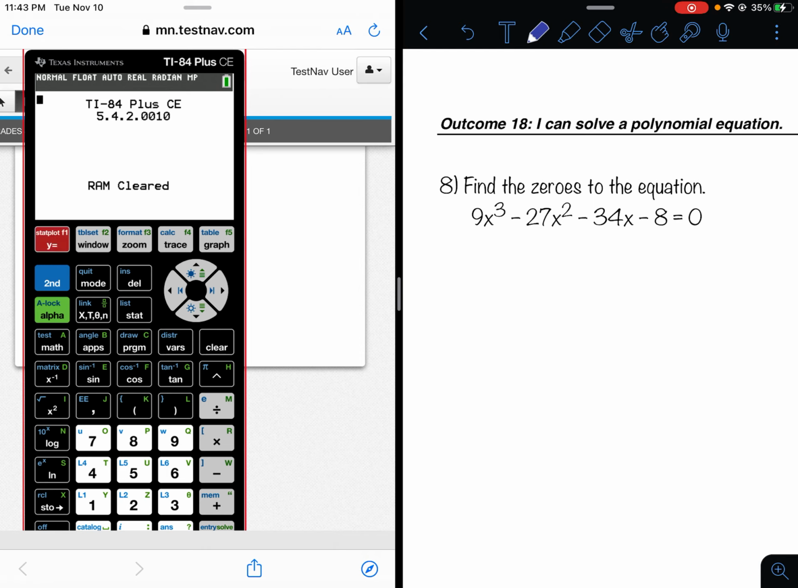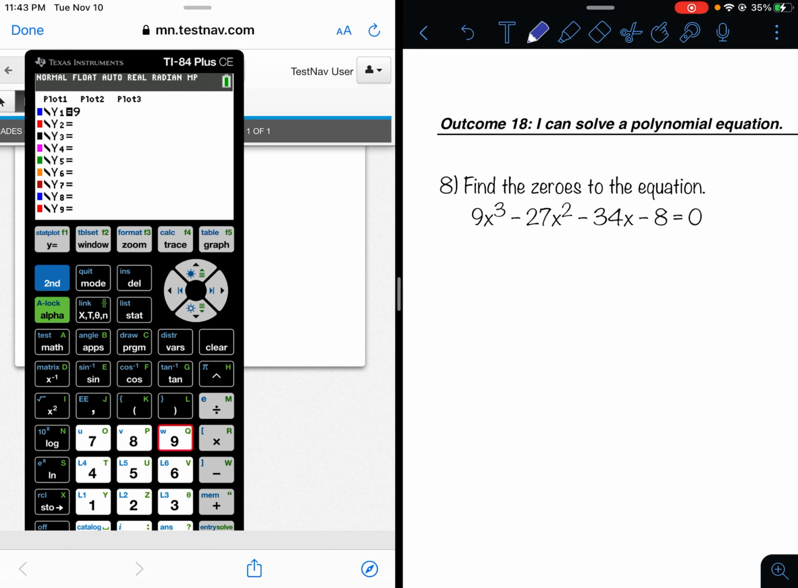The first thing I want to do is plug it into y equals. So I have 9x to the third, and then minus 27x squared minus 34x minus 8. And so when we get it into our graphing calculator, first thing we're going to do is look at it graphically. Now it does look like I should have 3 solutions, and I do see it crossing the x-axis in 3 different places. So I do know that all of them are going to be real solutions.